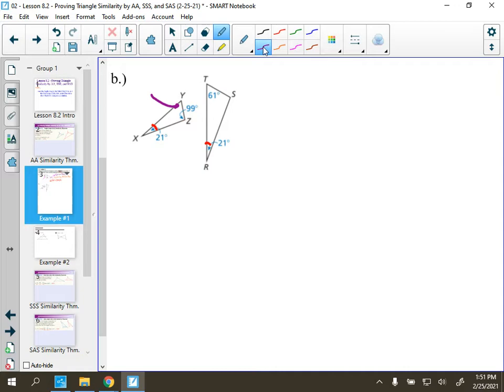But I'm curious, what is the measure of angle y? The measure of angle y is going to be 180 minus 99 minus 21. My calculator says 60. 60 degrees. Oh my gosh, that's so close. 60 versus 61. Well, close doesn't cut it. So these triangles are absolutely not congruent. So y is not congruent to t. Therefore, there's no way that s could be congruent to z.